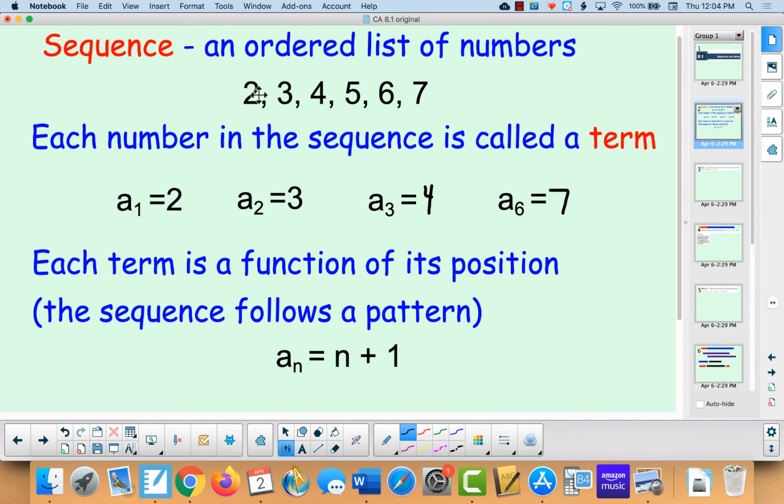So in this case, each term follows this pattern that it is one more than the one before it. So if I want any term in there, I take the number n and add 1 to it. So for example, for term 4, I plug in 4 for n to get a sub 4. I plug in 4 for n and add 1 to it to get 5. So if I wanted to know the 100th term in that sequence up above, I would take 100 and add 1 to it. So the 100th term in the sequence is going to be 101.